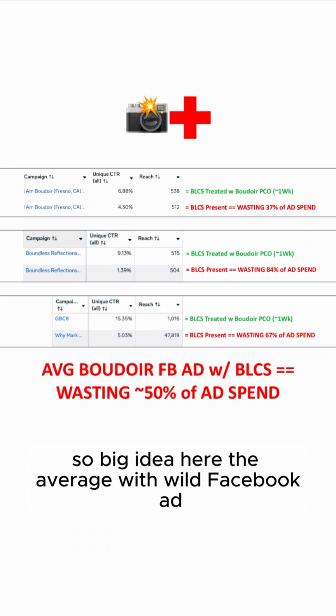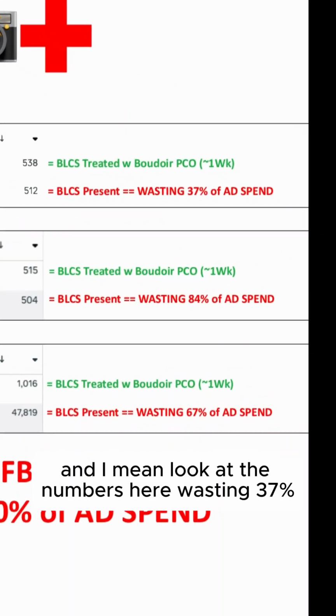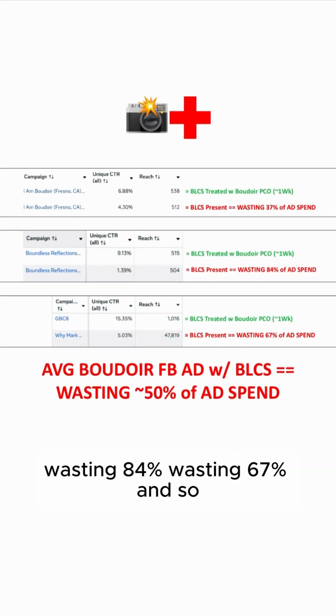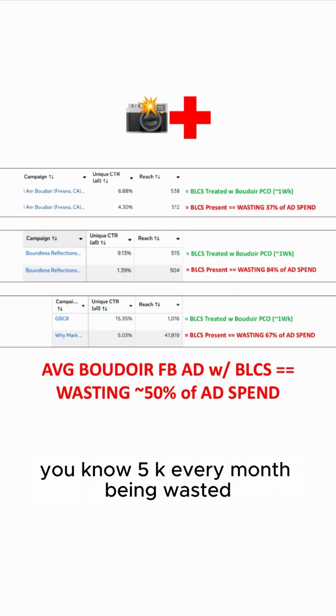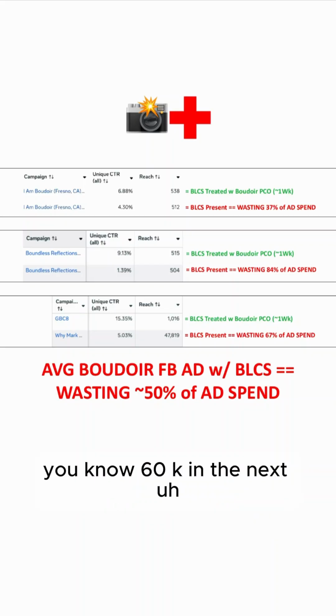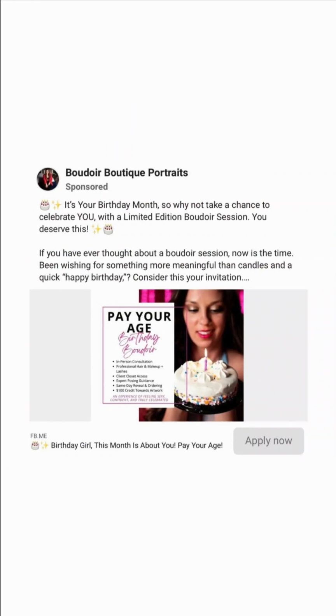So big idea here. The average Boudoir Facebook ad with BLCS is wasting about 50% of its ad spend. And look at the numbers here: wasting 37%, wasting 84%, wasting 67%. So if they're spending 10 grand a month on Boudoir Facebook ads, on average 5K every month is being wasted that we can eliminate, giving them approximately 60K in bonus savings back in their pocket over the next year.